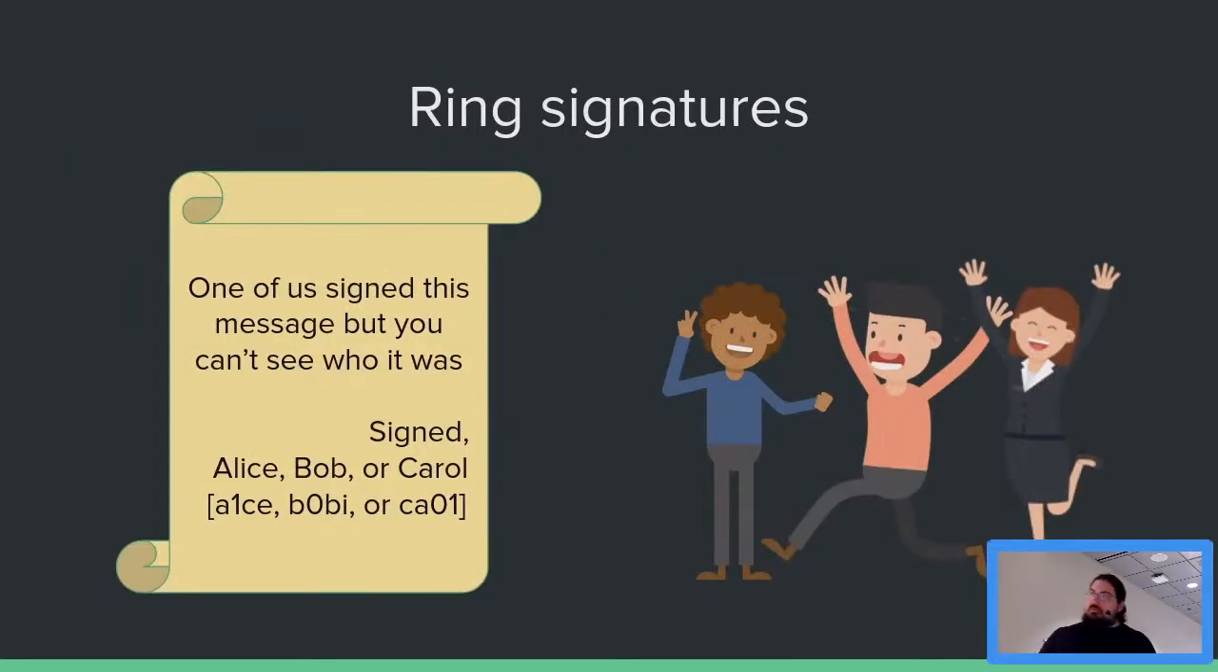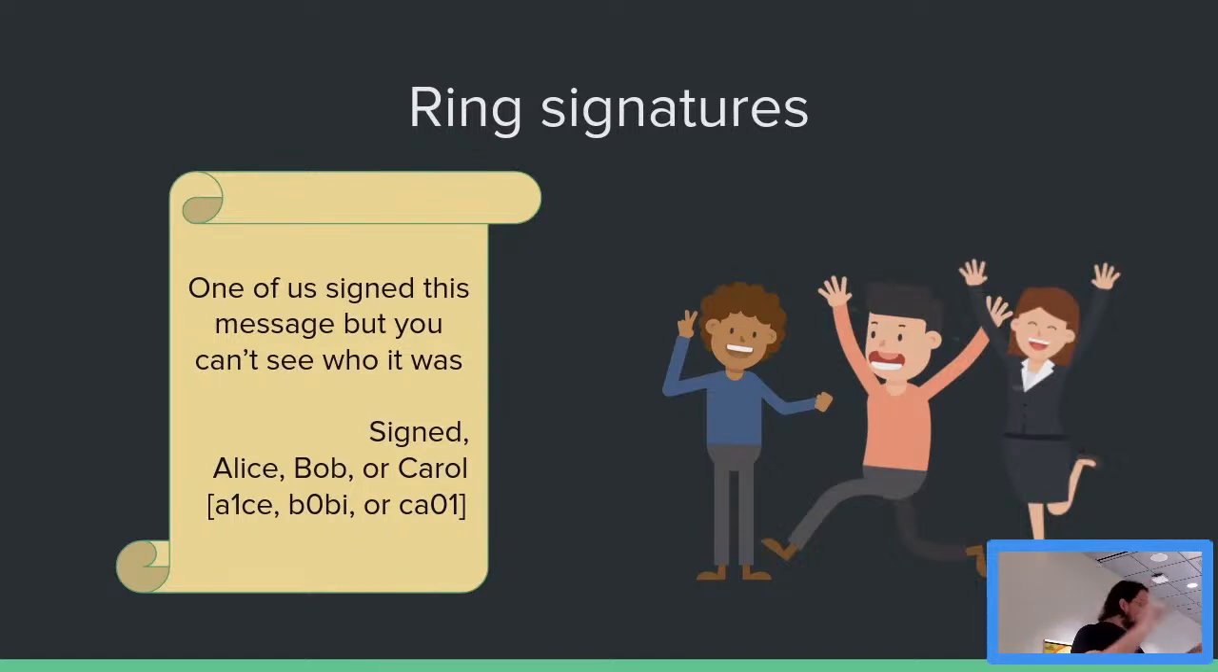And I'm going to tell you a little bit about them. Let's say you've got a group of 3 people, and they all want to sign a message, or at least one of them signs a message, without revealing which one he or she is. So here they've got a little message called, "one of us signed this message, but you can't see who it was." And then there's a signature on it.